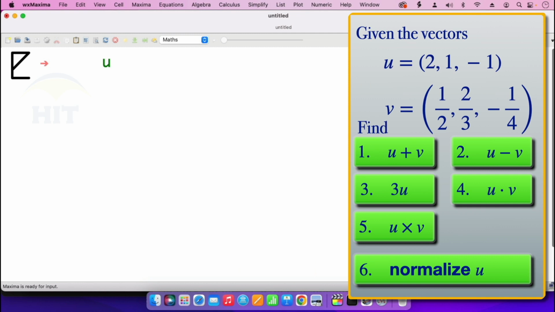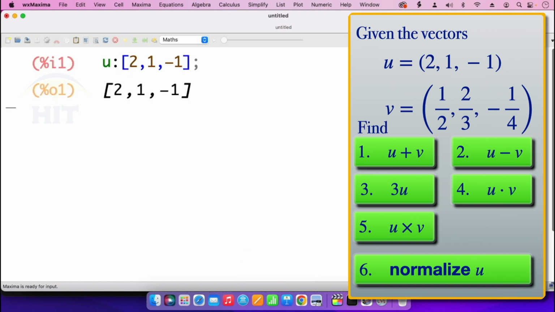So I put the u there, then a colon, and then open square brackets, then enter the entries of the vector u. We have a 2, then a comma, then a 1, then a comma, and then a -1. And then I press Shift Enter. So that's the vector u there. And we now go on to entering the vector v.